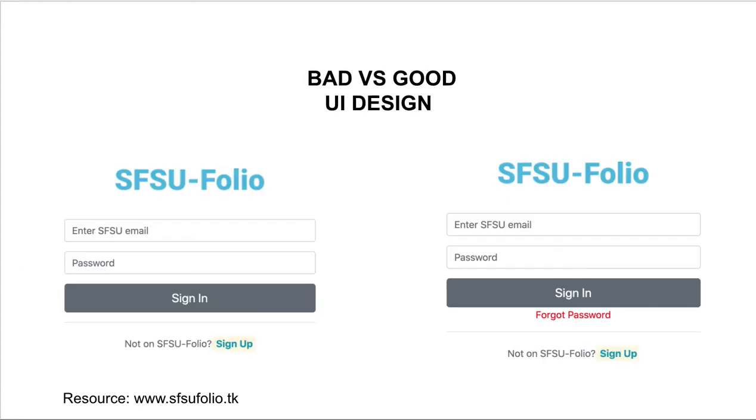I have another example over here, right next to each other. It's a website, SFS Folio, which I built with my team. On the left-hand side there is no forgot password button, so if a user forgot the password, they cannot do anything. That is basically a bad UI design, and that's specifically what bad UI design is.